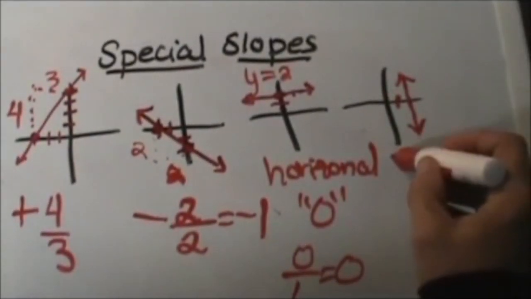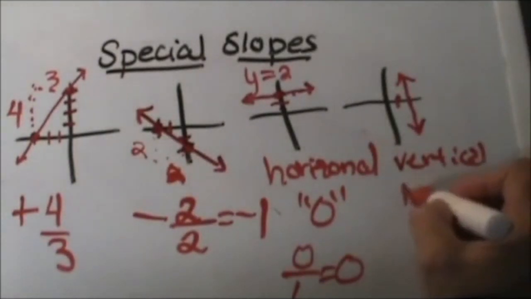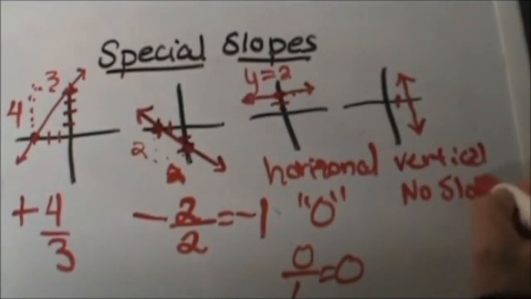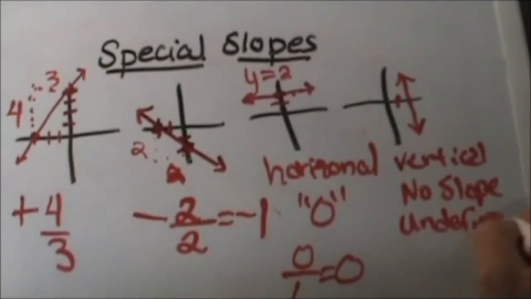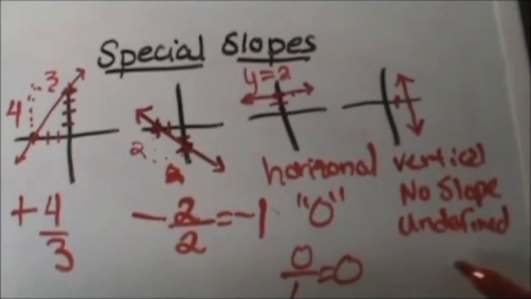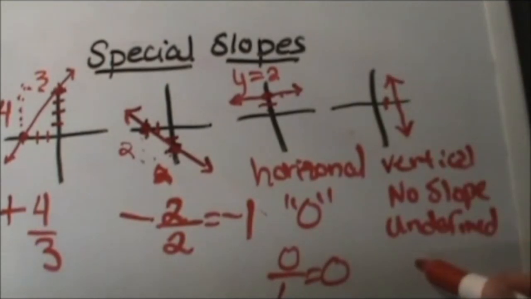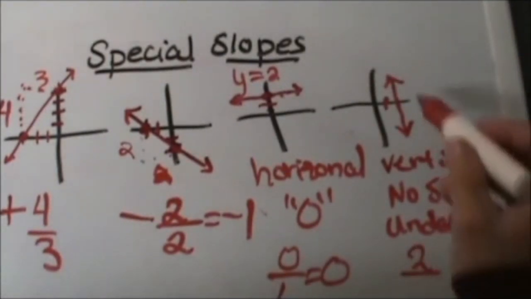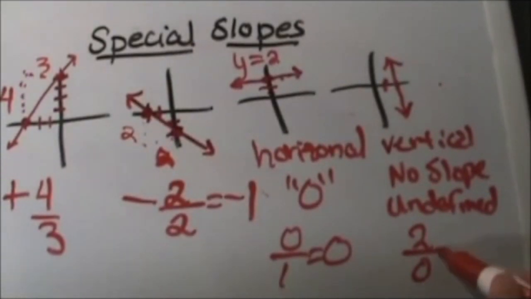Okay, over here we have a vertical line, and this one has a kind of a different slope. This one has no slope, or sometimes it's called undefined slope. Why is it undefined or no slope? Well, we have a rise of, well, any value, right? It could be 2 or 3 or 4, but then our run is 0. Well, what do we know when you divide any value by 0? You can't do that. So that's why it is undefined.